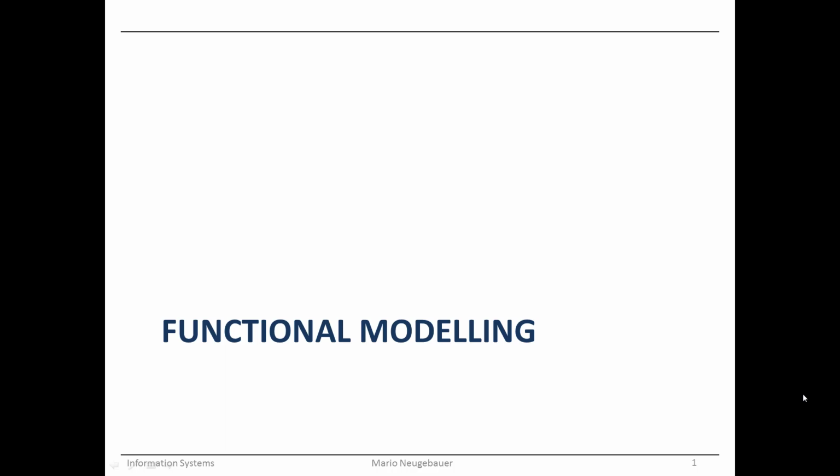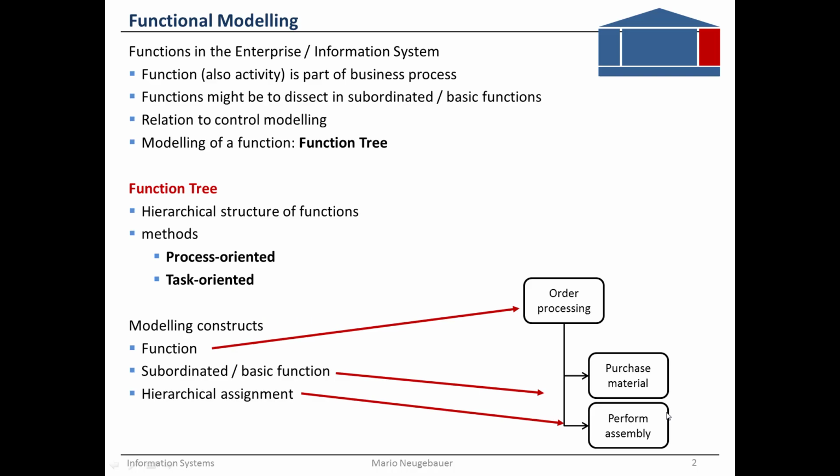Now we look into the functional modeling. The functional modeling, which is actually part of the ARIS model as well, our architecture for integrated information systems. And if we look into the ARIS model, then we find the functional model in the right part of it.